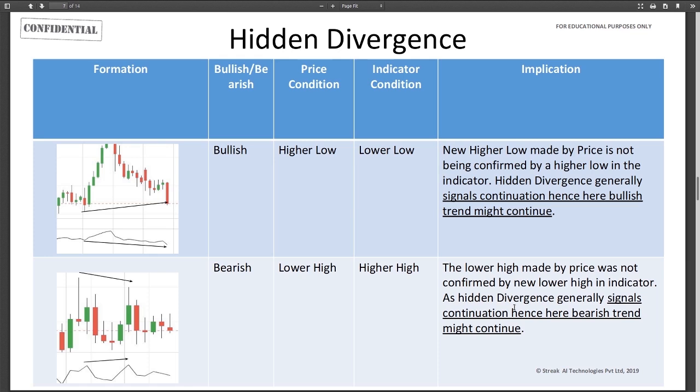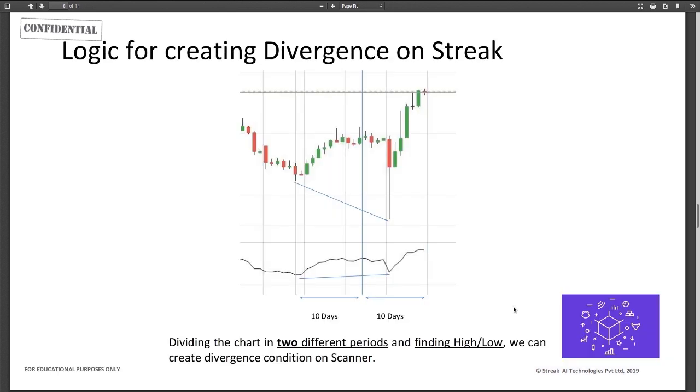So having said all of this, keep in mind divergence basically showcases that the direction indicated by the indicator and the direction indicated by the price are in different directions. Okay, now let's look at the logic of how to create divergence. And it's not just on Streak, but anywhere where you are analyzing divergence, this same concept applies. To identify divergence, first you have to consider the chart in two periods. Why do I say that?